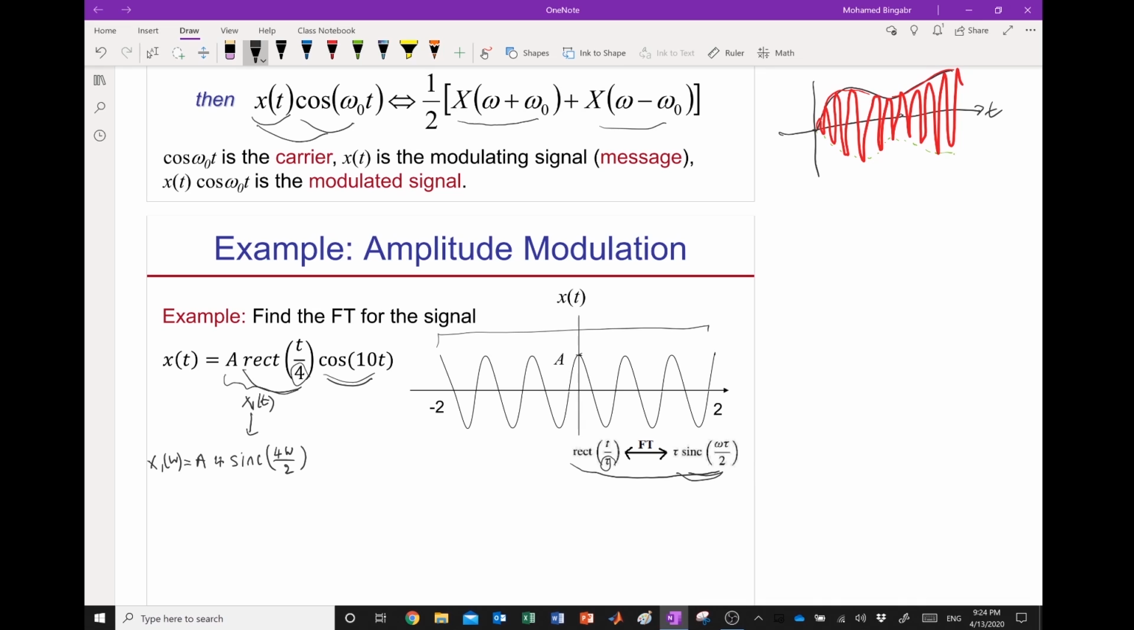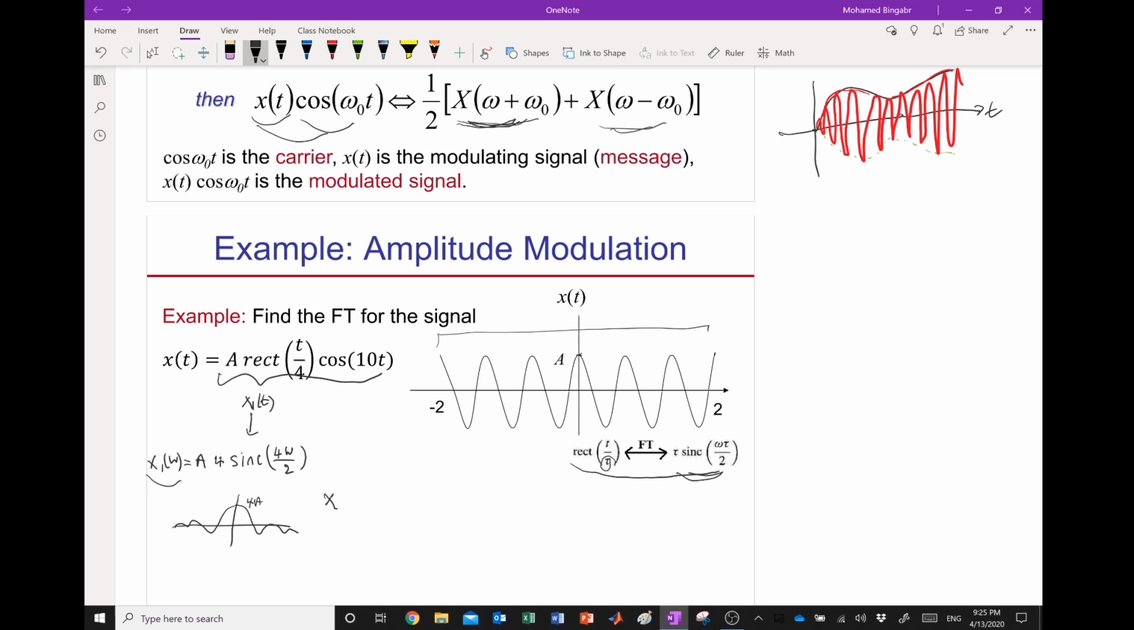So this is the Fourier transform X1 of omega. If we plot it, it's going to be a sinc function like this one, with amplitude 4a. x1 of t multiplied by cosine 10t, the Fourier transform of this whole thing will be the sinc function centered around minus omega 0 and plus omega 0.